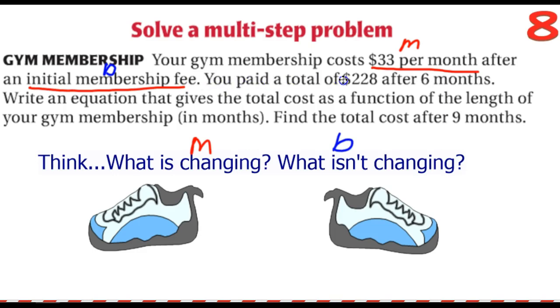Now it says you paid a total of $228 after 6 months. So what doesn't change is that we paid $228 after 6 months. So our point then is going to be 6, because months are x, and 228. That's our point. 6, 228.